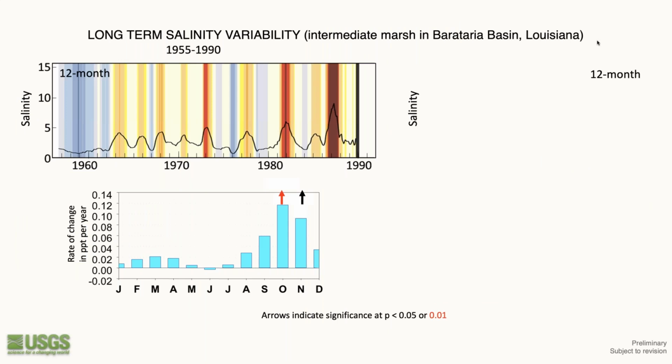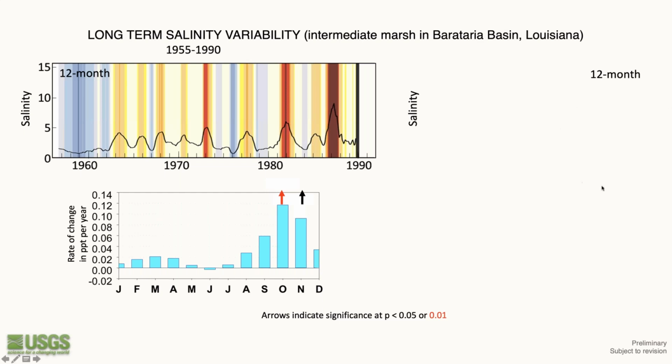So one of the first things to look at is the long-term variability, and CSI is a really good visualization of what's going on. We have here over 30 years of daily salinity data, and if you combine it with some stats, from 1955 to 1990, this particular station with an intermediate marsh was getting more and more salty, with more extremes and more frequent high salinities.